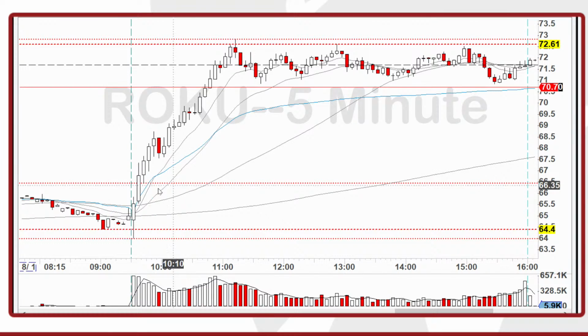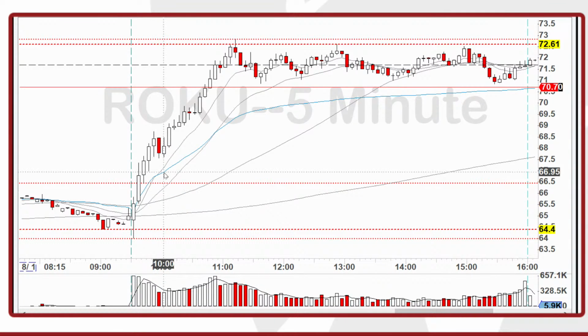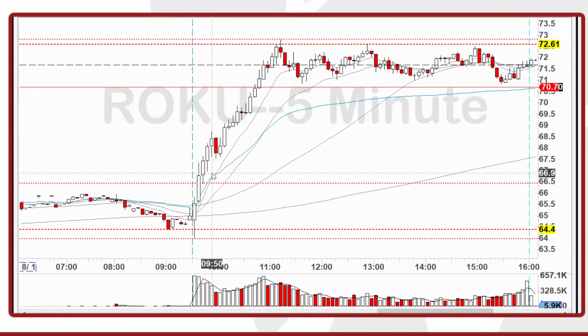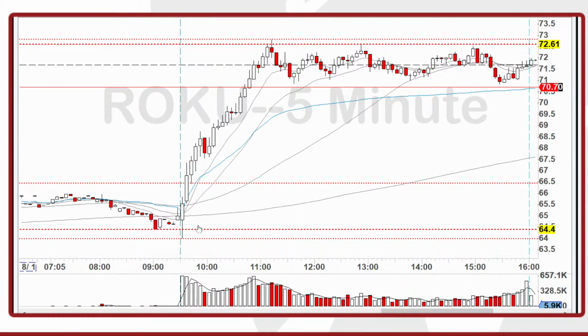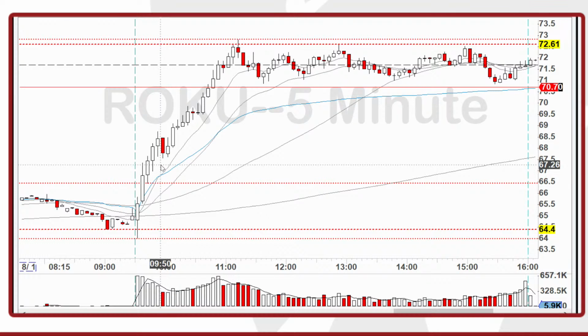Here's Roku. Roku was just on fire, and I'm pissed I missed this move because I was saying how I thought Roku was very extended, an overreaction on the gap down yesterday. And look at this, guys. Nothing happening in the pre-market, which is typical for Roku, and then just the explosion here and goes all the way from 65 guys to 72.61. By the time I realized what was happening, it was too late. I would have been chasing it in a bad situation.